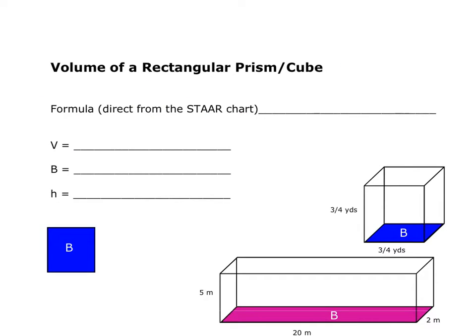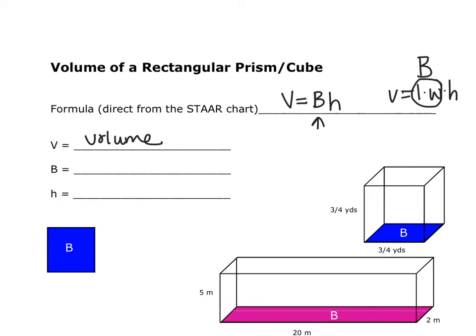Direct from the star chart, we're going to get our formula, which is volume equals area of the base times height. That is new for you. You're used to volume equals length times width times height. Well, we're replacing that with the area of the base. So let's go over here and define it. Our V stands for volume. Our capital B, remember I told you it matters in geometry, stands for area of the base. And our H stands for the height.